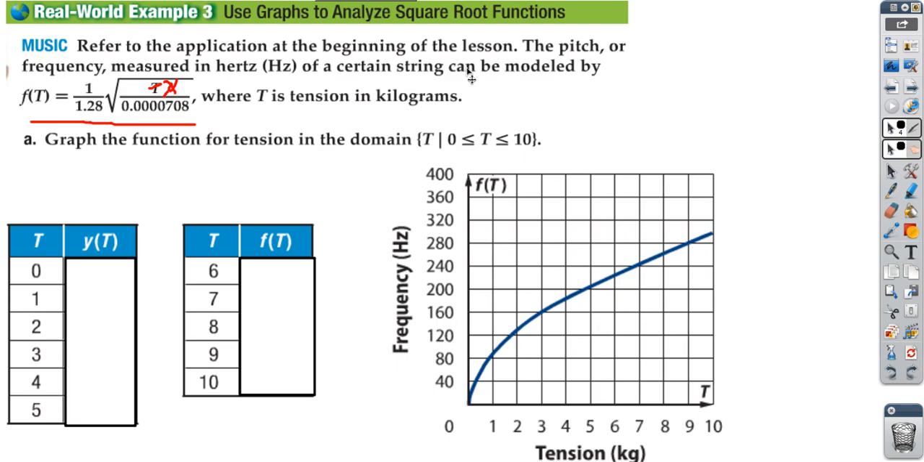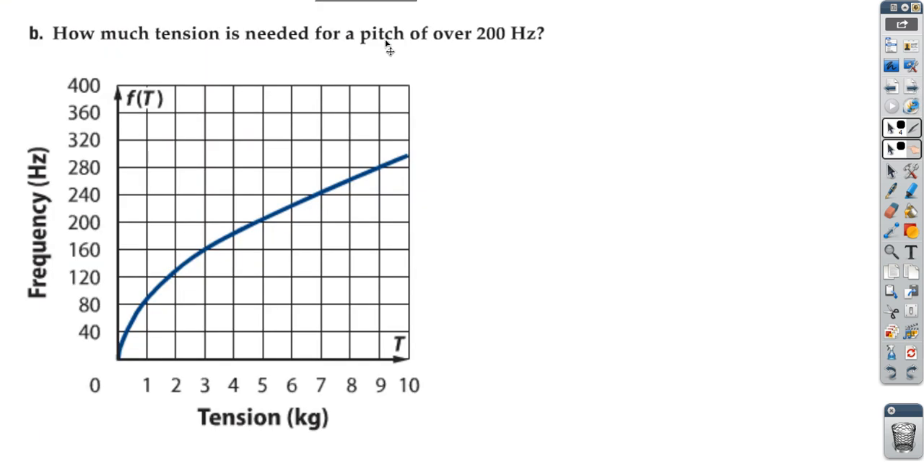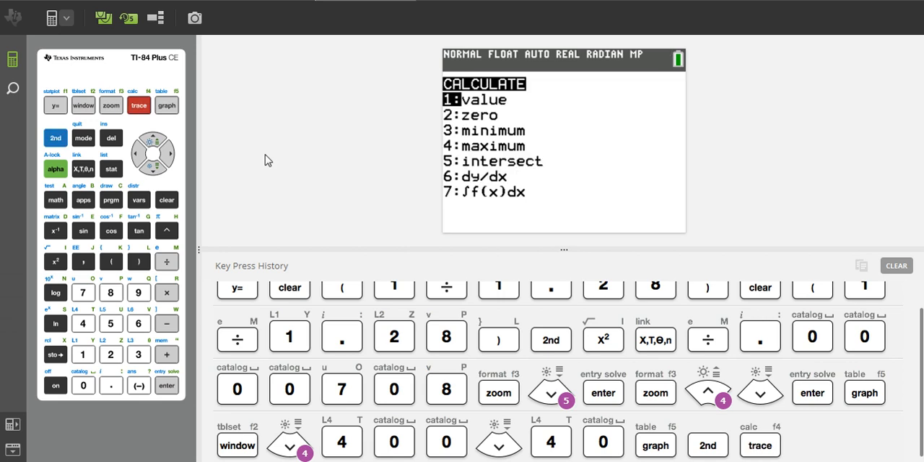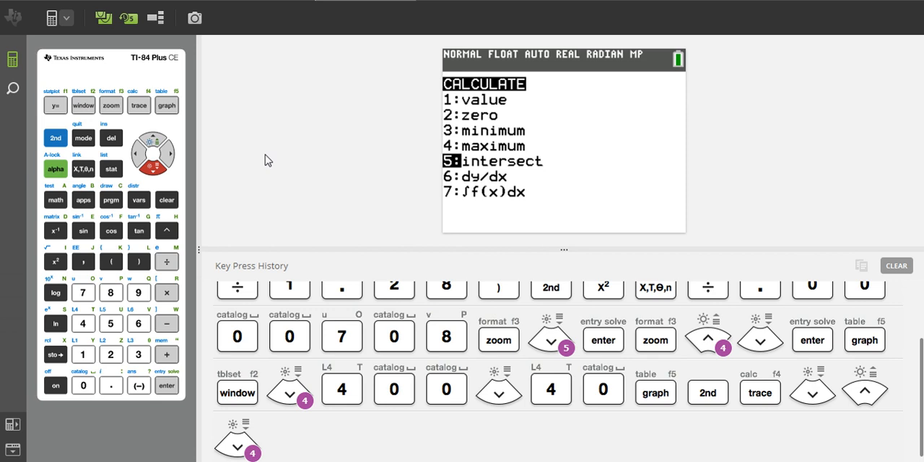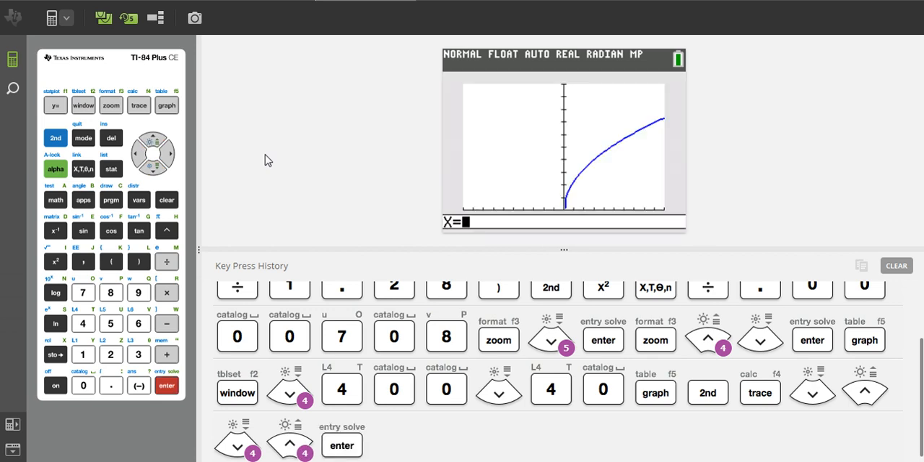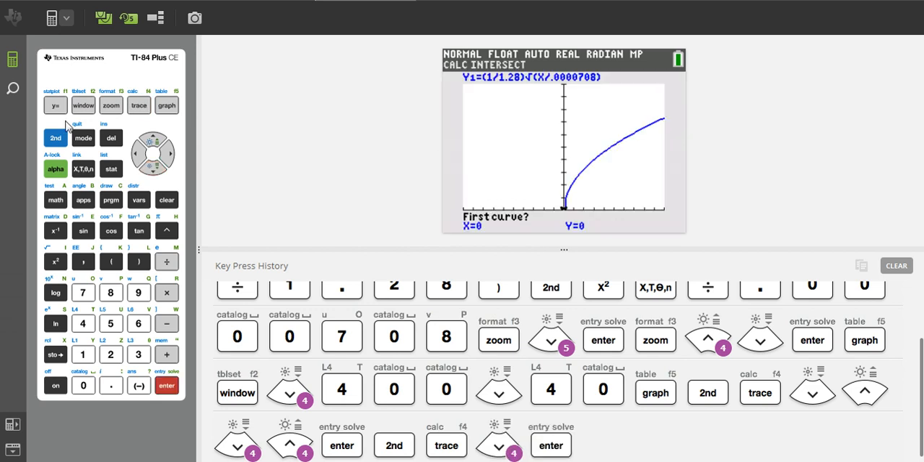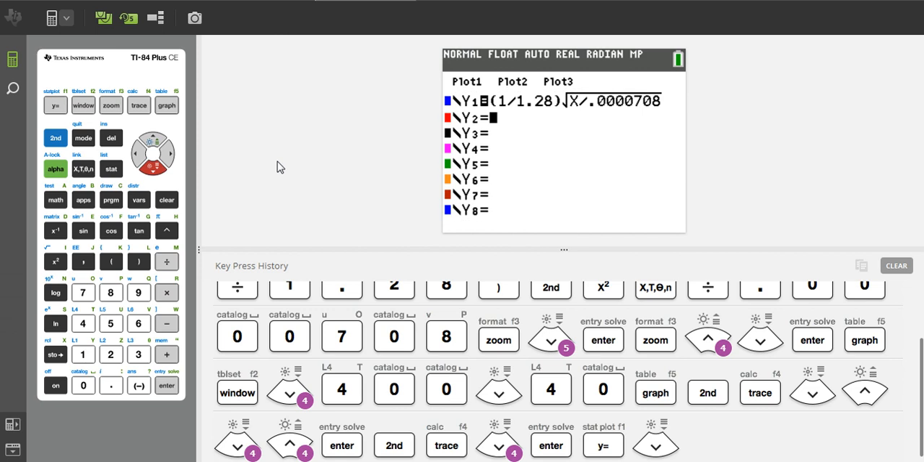So graph the function. We did that. Then it says how much tension for a pitch of over 200. So that means when y is more than 200. So how do we do that? We go to second calc, and we want to find an intersection, basically. Yeah, we don't know what the x is. We want to find an intersection. And what do we want it to intersect with? We need to intersect with when y equals 200.